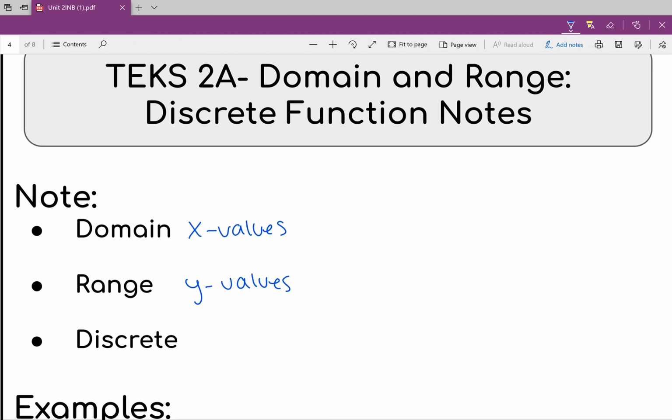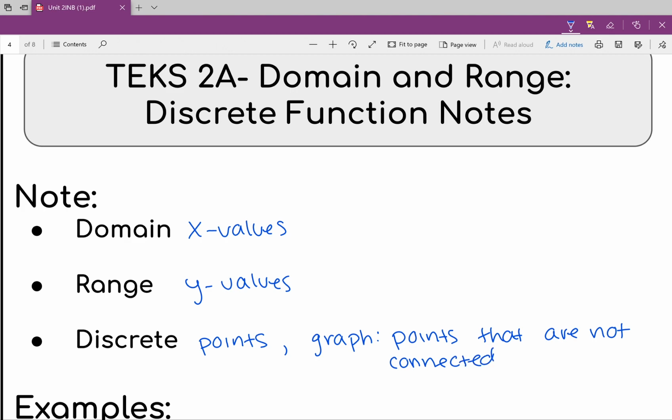So when we are talking about discrete functions versus continuous functions, discrete functions are points. So that's the most important thing I want you to remember, is that they are points. So on a graph, they are points that are not connected. Points that are not connected, and I'm going to underline are not connected. Okay, so let's look at some examples.